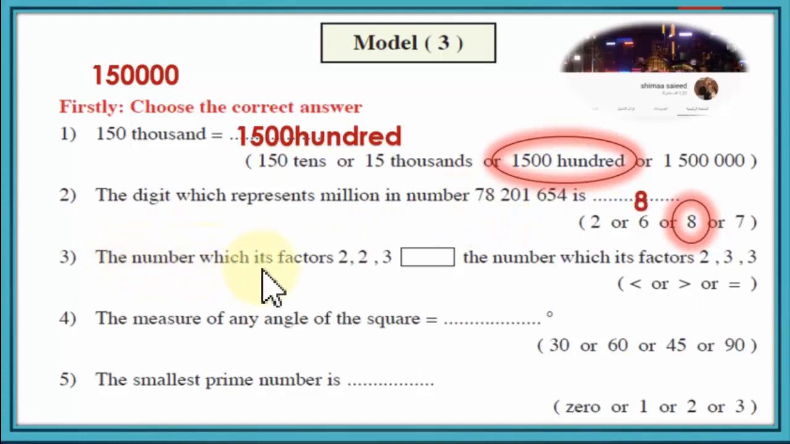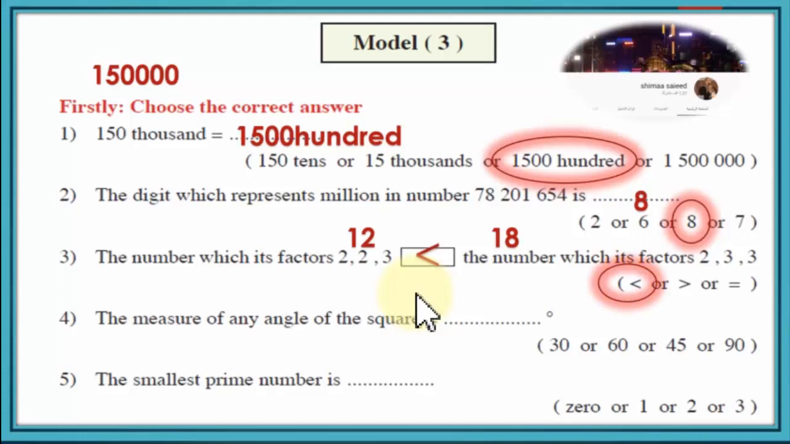The number which is factor 2 and 2 and 3. And the number which is factors 2 and 3 and 3. Try to compare between those two numbers. Here 2 times 2 times 3 equals 12. And there 2 times 3 times 3 equals 18. So 12 is less than 18.